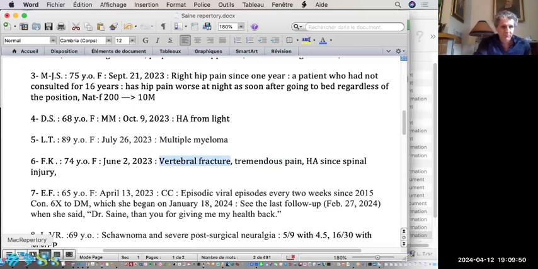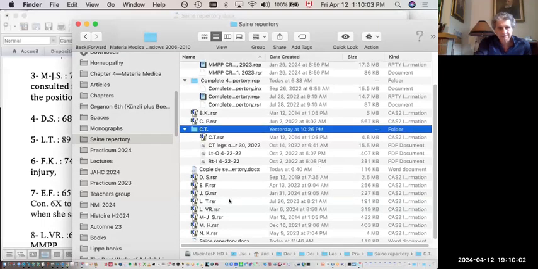They said she has a vertebral fracture, with tremendous pain. The painkiller doesn't really give full help. She cannot sleep at night, and they finally reached me. So let's look at her case. This was FK.